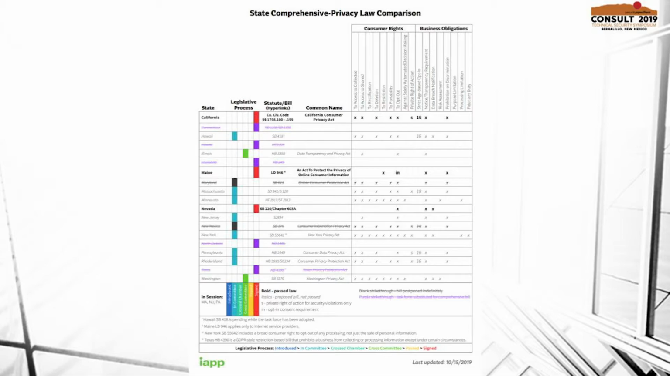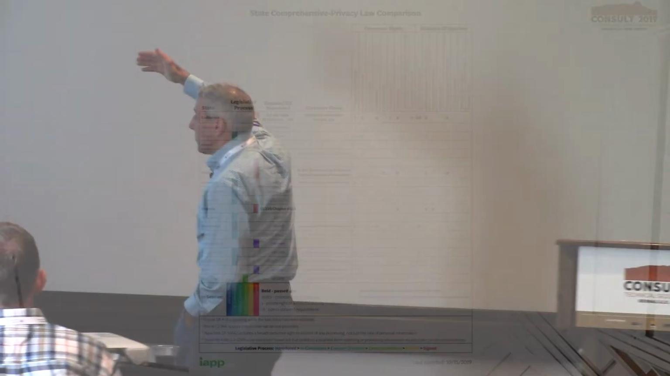So basically, remember I was talking about rights and business obligations. These are the kinds of things that you as a corporation, if you're a company, are going to need to worry about. So what rights do consumers have, and what obligations do you have as a business?